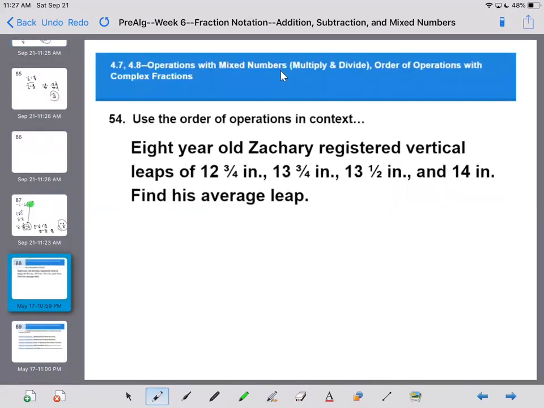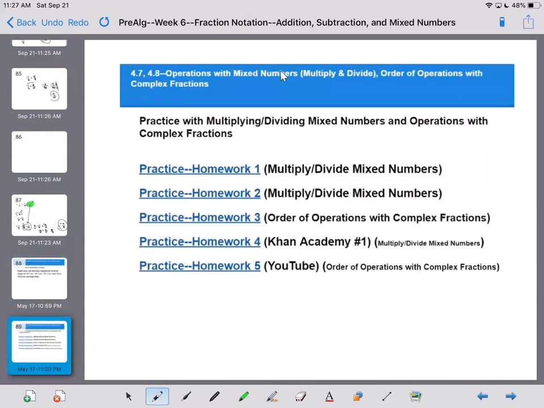So that is operations with complex fractions, where we're looking at multiplying and dividing with mixed numbers. So I would encourage you to look at those videos, rewind this one, watch it as much as you can, and we will go through these in our future meetings. So this concludes part 2 of operations with mixed numbers, order of operations, and complex fractions.